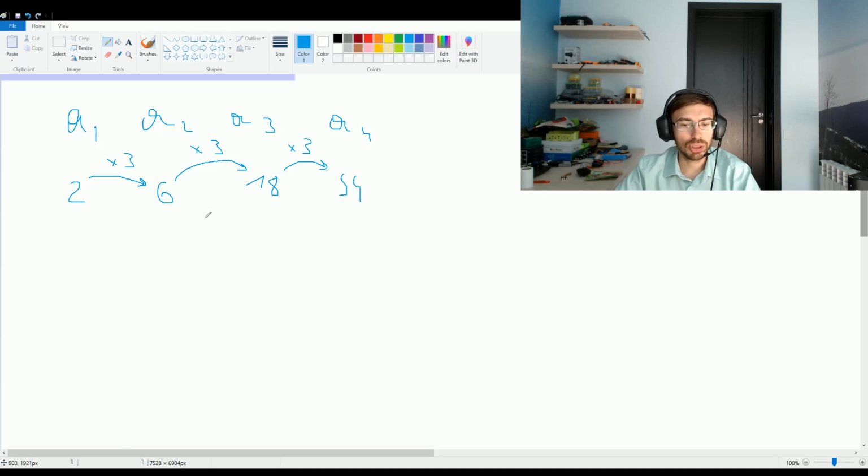Why does it form a geometric progression? Because each next number can be obtained from the previous one by multiplying by the same amount. So in this case, times 3. And this number, by which you need to multiply the previous one to get the next member of the geometric progression, is called the ratio and is denoted by r. So r equals 3 in this case.